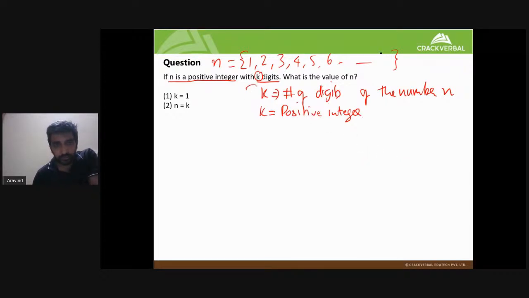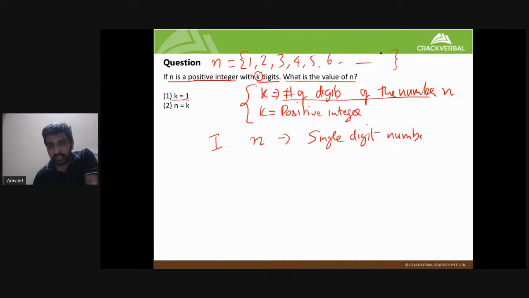So this information is not explicitly given in the problem. This is left to your understanding. This is where your knowledge of math should help you. What is the value of n? So we are trying to find out which of these numbers is n. So the first statement alone says k equal to 1, which means the number of digits in the number n is 1. So that tells us, according to the first statement, that n is a single digit number.